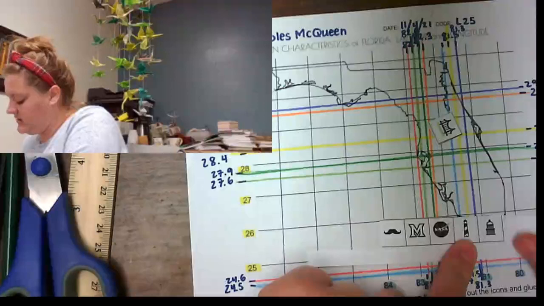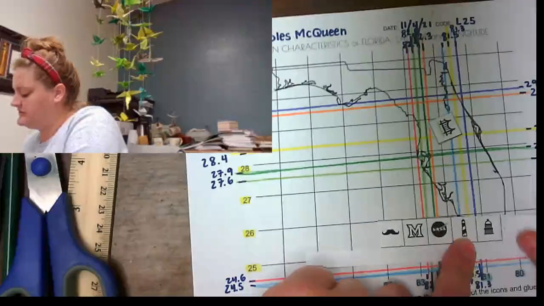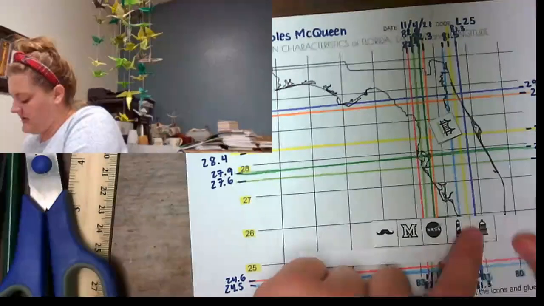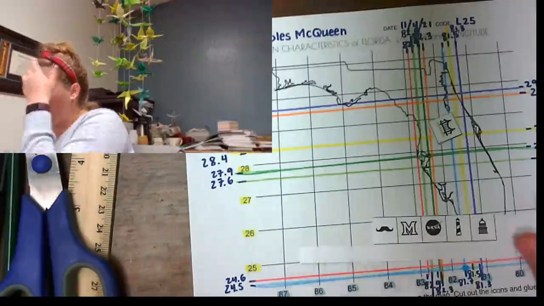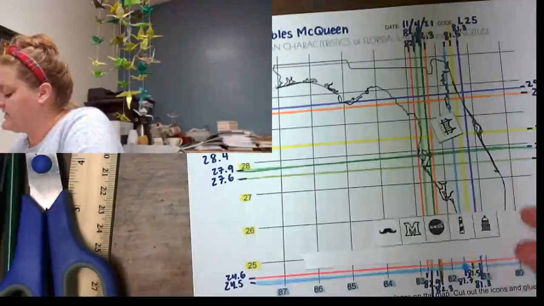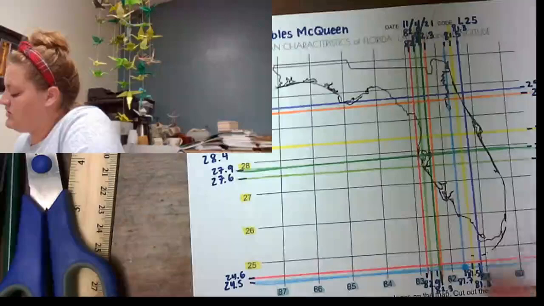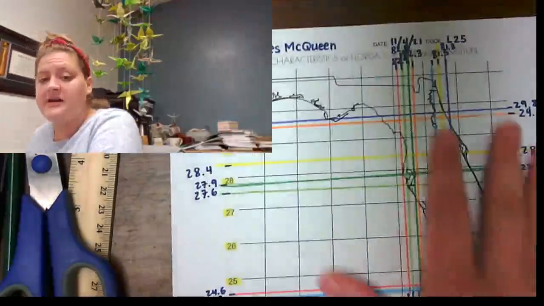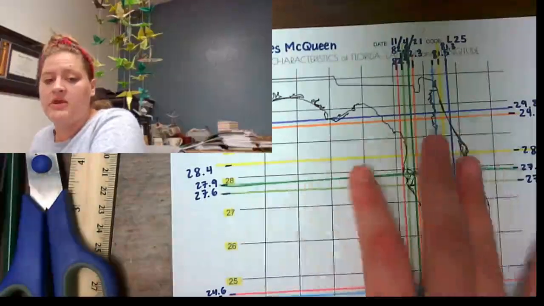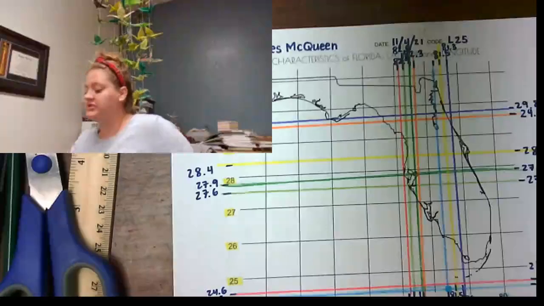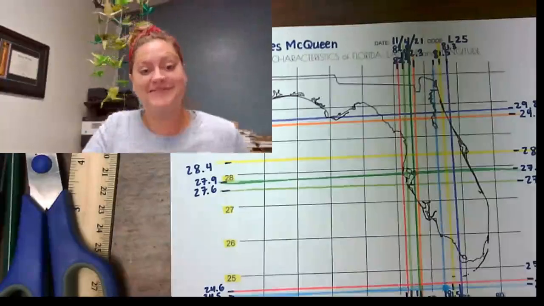This Crooked River Lighthouse is found in the Panhandle. There's a good clue. And then we've got the State House, the State Capitol building, which is going to be in our capital, Tallahassee. So I think you guys should be able to figure out how to do this now. It's going to look a little bit wonky with all your lines. Just take it slow. And if you have any questions, come and ask me. All right. Good luck.